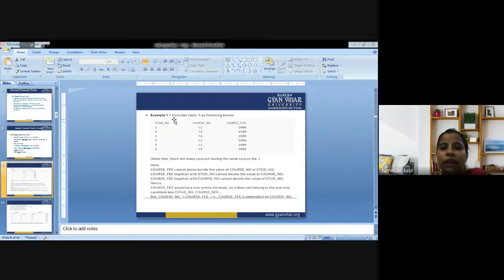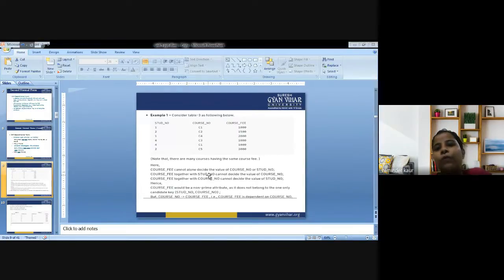You can have a look at the same. So this is the example that is violating the condition of 2NF. There is a student number given here, the course number is given here, and the course fee is given here. So these are the interpretations for each attribute that is being used here.